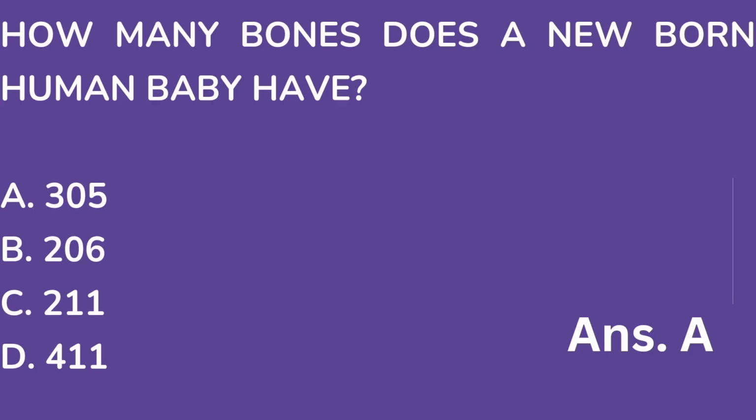Next question, how many bones does a newborn human baby have? Option A 305, option B 206, option C 211 and option D 411. Here the right answer is option A, that is 305. A newborn human baby has 305 bones in the body.